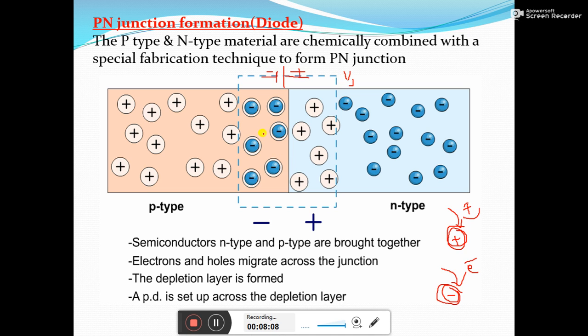And the second point is the donor impurity that is added. That means the concentration of the doping level in the n type as well as the concentration of the doping level in the p type. So these are again two factors that make a Vj value difference, meaning these are the factors that are going to affect the value of Vj.